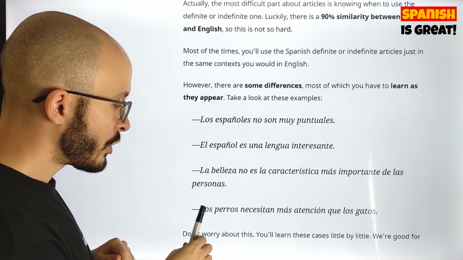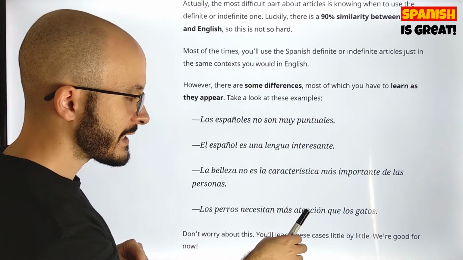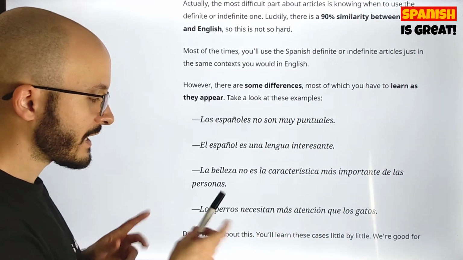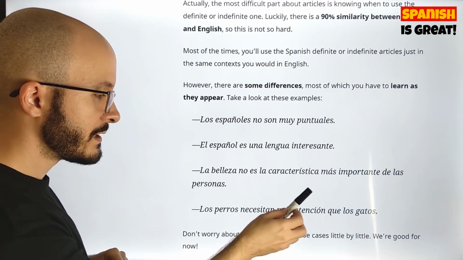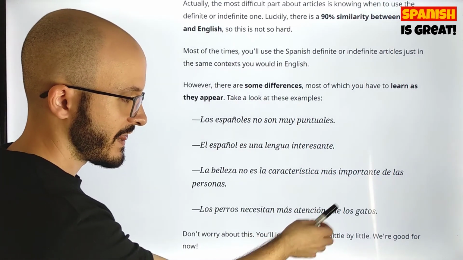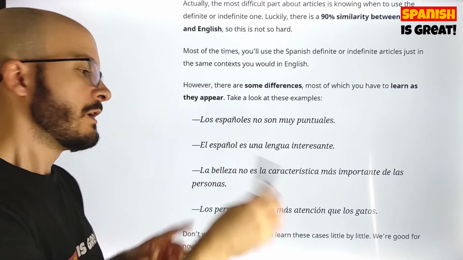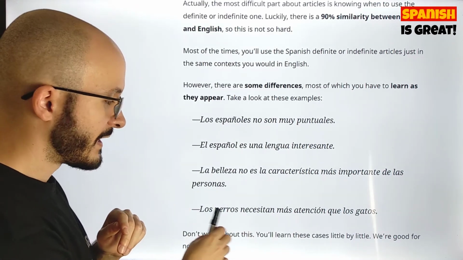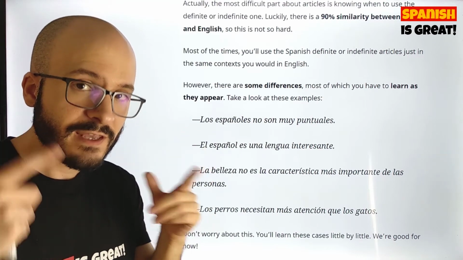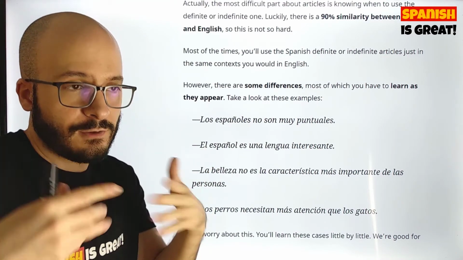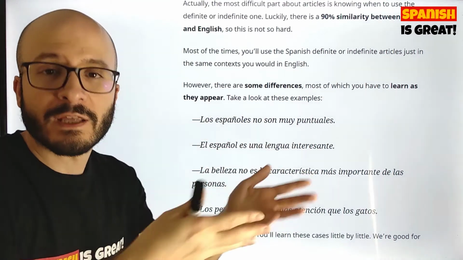Or for example, los perros necesitan más atención que los gatos. So again, we are generalizing. So dogs need more attention than cats. Of course, we could say the dogs need more attention than the cats. But if we say that in English, there is a difference, no? I mean, you should know because you speak the language, no?